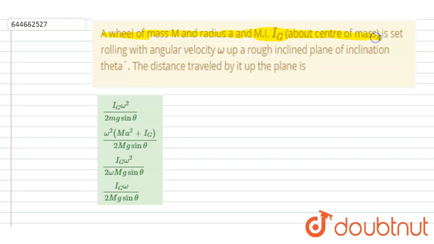Hello everyone, a wheel of mass m and radius a and a moment of inertia Ig about the center of mass is set rolling with angular velocity omega up the rough inclined plane of inclination theta. Distance traveled by it up the plane is.